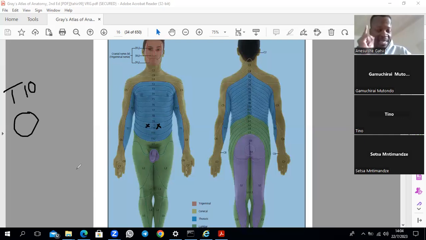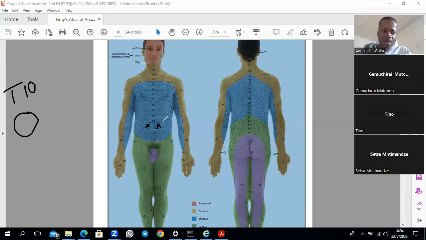So when you get a problem with the appendix, it will refer the pain to a somatic structure which the brain can perceive, which is skin. So what takes you to the hospital is pain that is referred to the skin, but the problem is inside. The only time you get to feel your appendix or your stomach is when it ruptures. When it tears or stretches, that's when the pain becomes noticeable from the region where the appendix is.